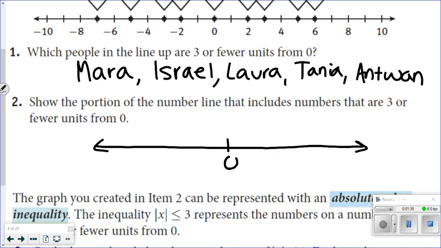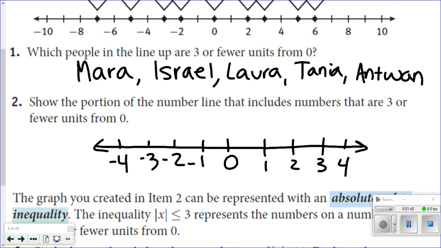I'm going to put 0 in the middle. Three or fewer units from 0. So 0 is our starting number. And we're going to move 3 units, 1, 2, 3, to the right. And I'm at 3. Go back to 0, 1, 2, 3 units to the left, and we're at -3.